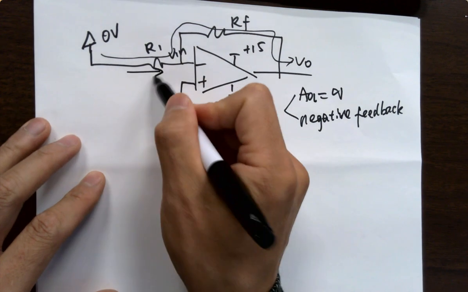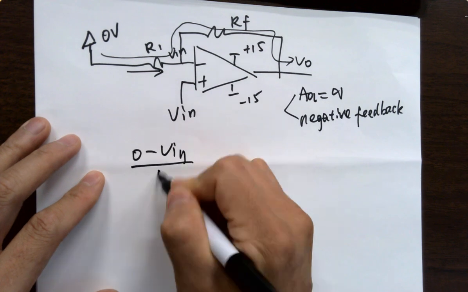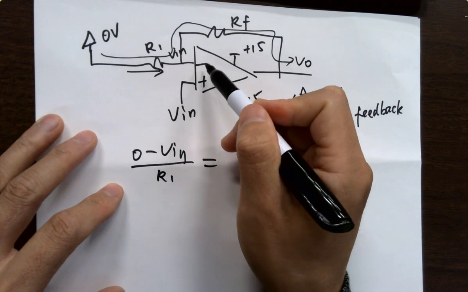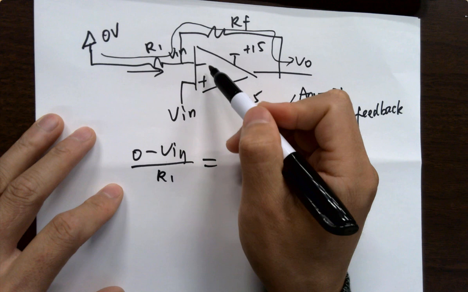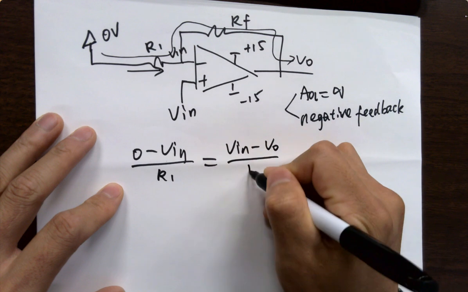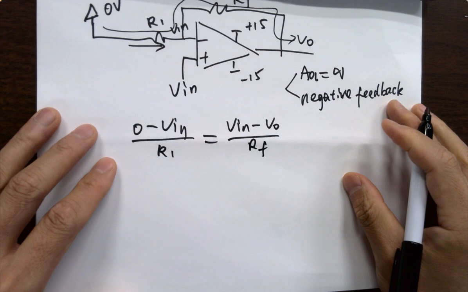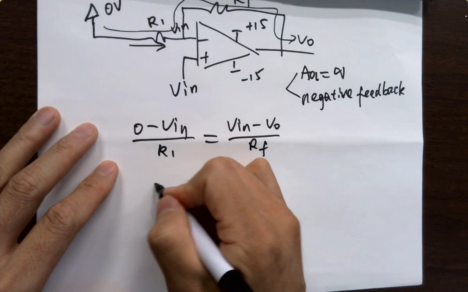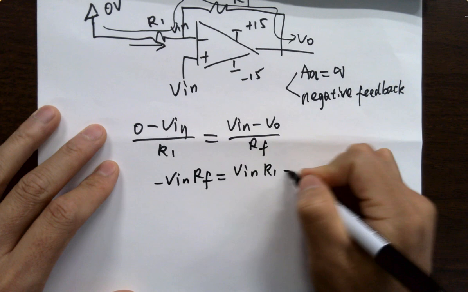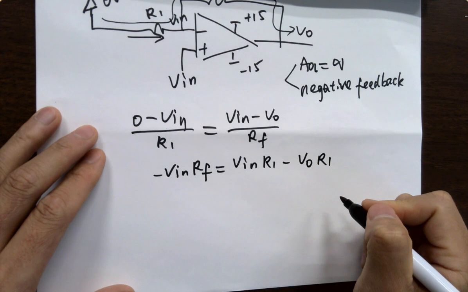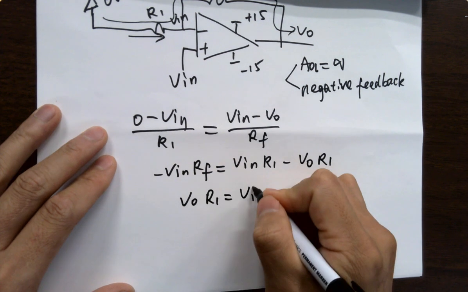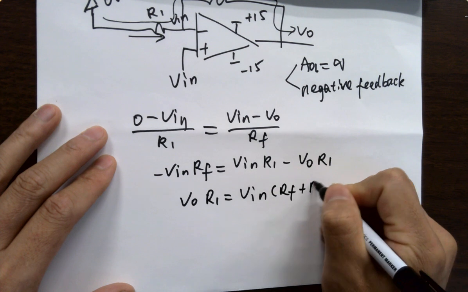Now let's see. What's the current here? 0 minus V in over R1 equals what? The current is not flowing into the op-amp, always. Keep that in mind, because it's super high input impedance, so like a disconnected circuit. It's going out and going through RF. It's V in minus V out over RF. Right? And then minus V in RF equals V in R1 minus V out R1. Right? So V out R1 equals V in times RF plus R1.